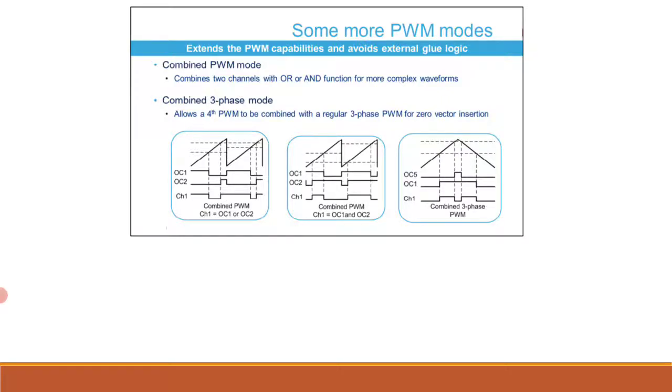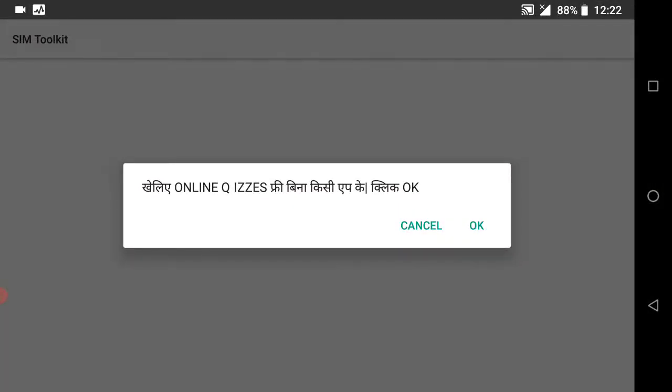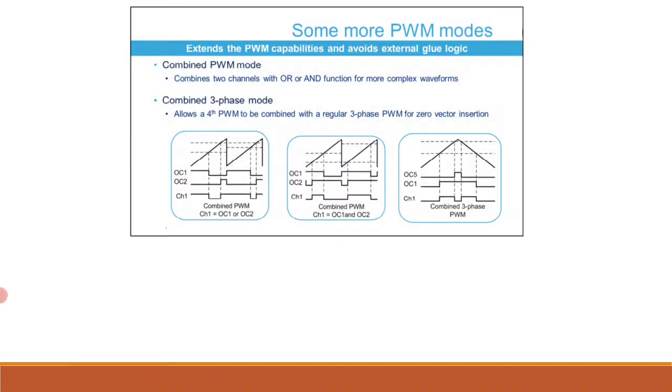The combined three-phase mode specifically targets three-phase motor control applications. In this case, channel 5 of the timer can be combined with any of the three channels 1, 2 and 3 to insert a low state in the middle of the centered pattern PWM signal. This mode greatly simplifies the implementation of low-cost current sensing techniques for three-phase motors using a technique usually referred to as zero vector insertion.